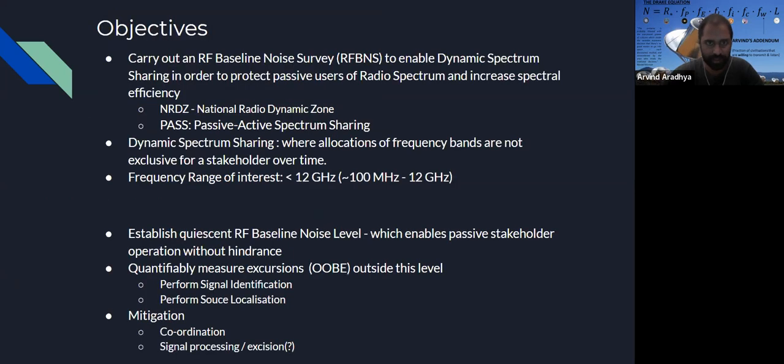So all of this was context for the objectives of this project. I'm involved in two projects right now. One is called CU, University of Colorado, passive active spectrum sharing, which is what I've been talking about, and the other is something called the National Radio Dynamic Zone. That is something being instituted by the NSF, the National Science Foundation, who is funding these two projects.